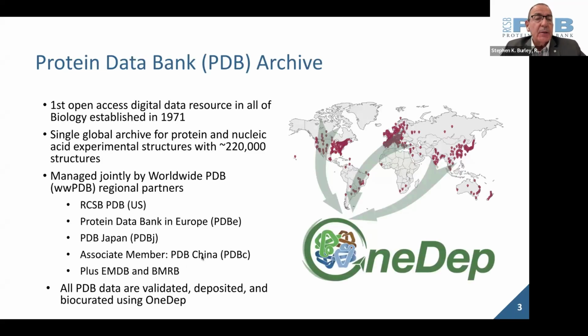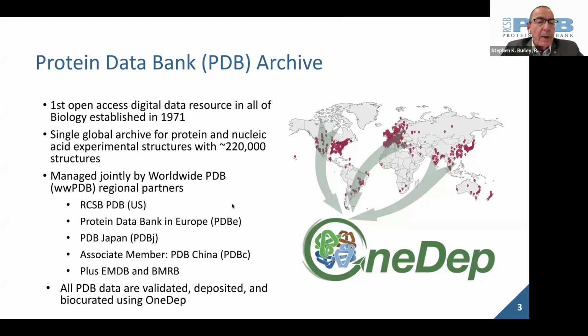The Protein Data Bank, the PDB archive, was established as the first open access digital data resource in all of biology in 1971. It has grown more than 30,000-fold from just 7 structures initially to more than 220,000 structures today. It's the single global archive for experimentally determined 3D structures of proteins, nucleic acids, viruses, macromolecular machines, etc.